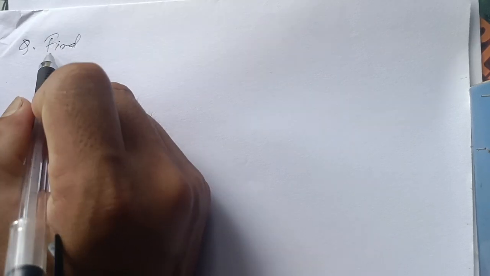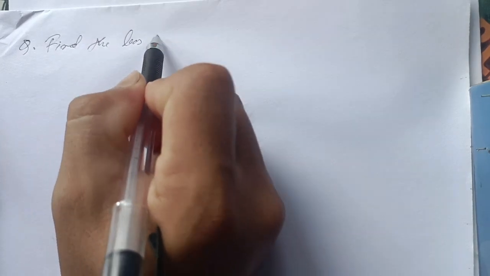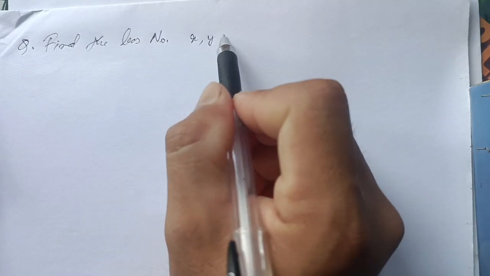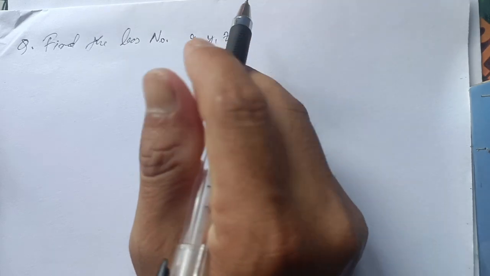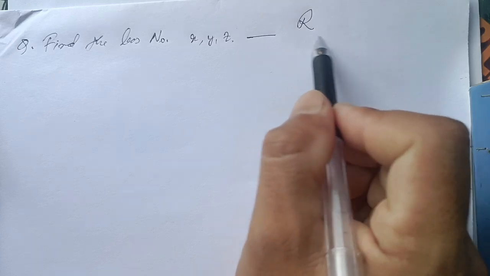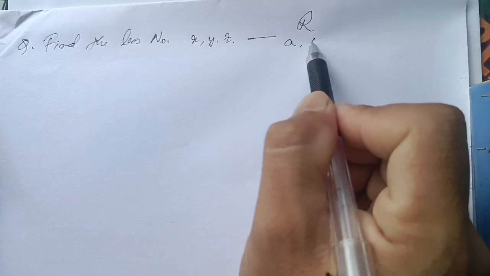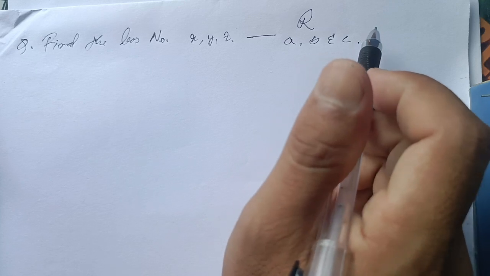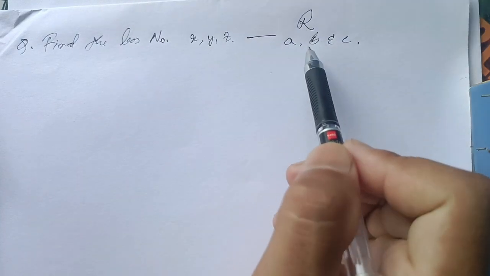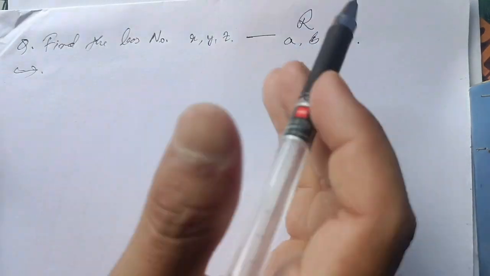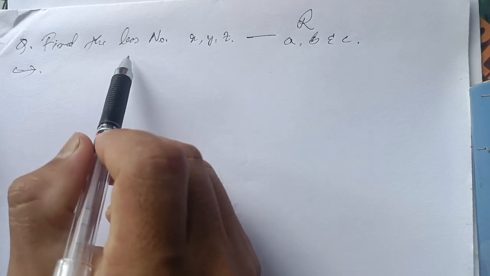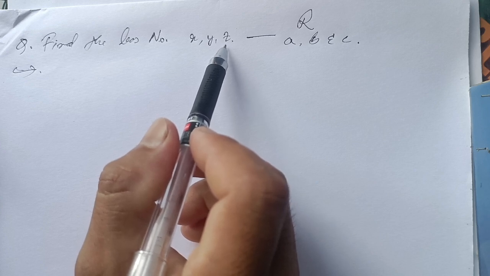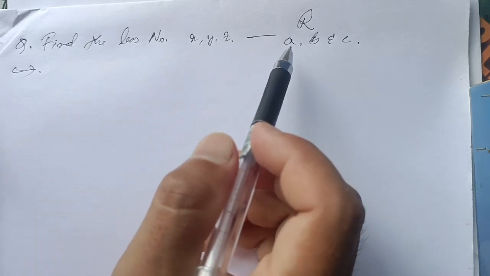Find the least number which, when divided by x, y and z, leaves remainders a, b and c. We have to keep in mind that it is the least number for x, y and z.